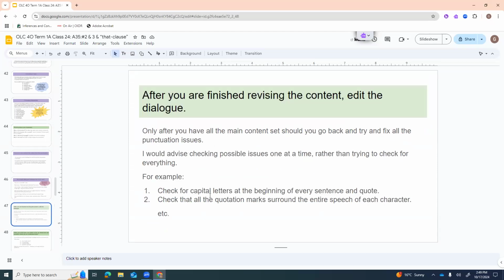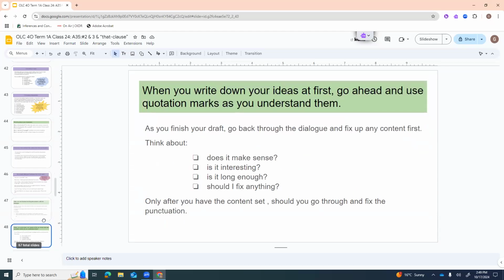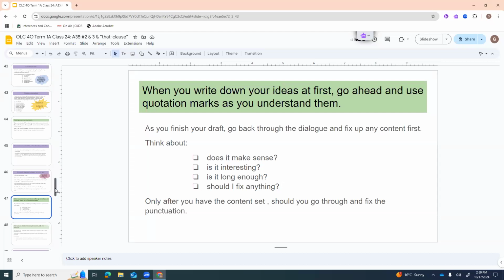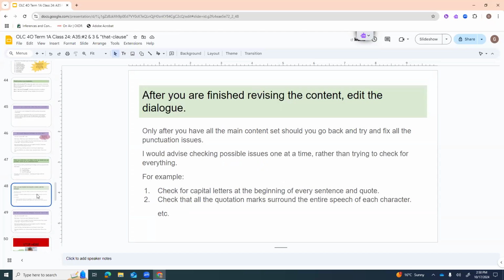All right. Think about, does your conversation make sense? Is it interesting? I feel like mine's kind of so-so. I think I need to jazz it up to make it more interesting. Is it long enough? No, mine isn't. It needs to be three-quarters of a page. Should I fix anything? Then you would fix everything, and then you would go through and actually do the punctuation.